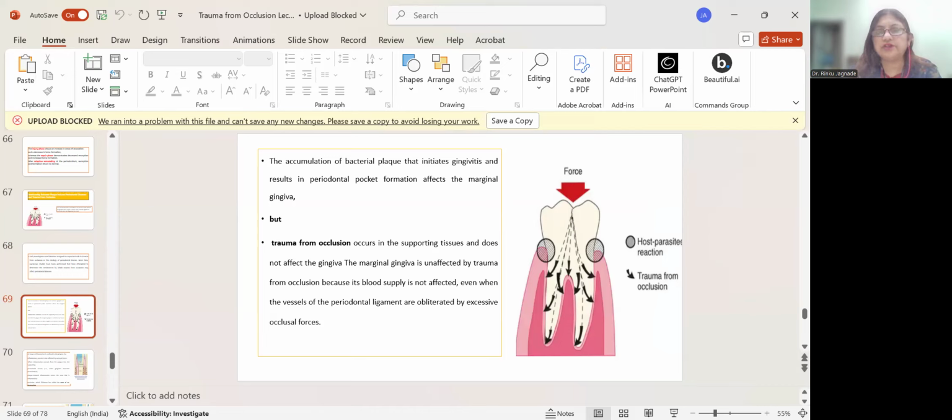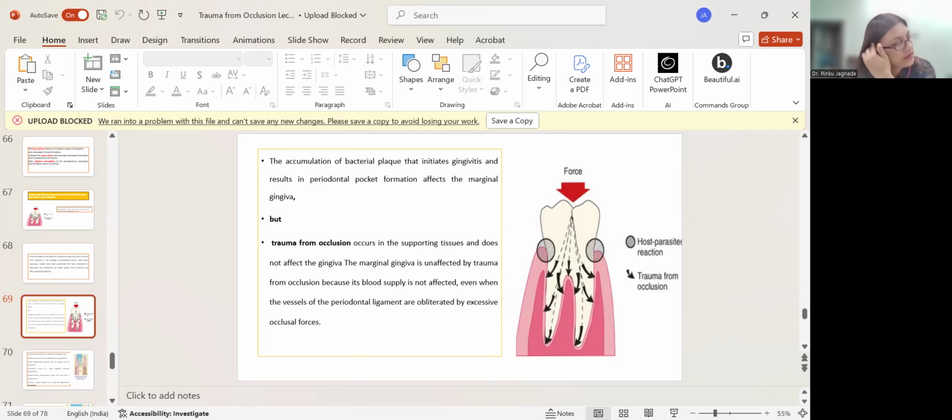So accumulation of the bacterial plaque which initiates gingivitis and which, if it proceeds further, leads to periodontal pocket formation affects the marginal gingiva, up to the stage of gingivitis. But trauma from occlusion occurs in the supporting tissue and does not affect the marginal gingiva. The marginal gingiva is unaffected by the trauma from occlusion because its blood supply is not affected, even when the vessels of the periodontal ligament are obliterated by excessive occlusion forces.